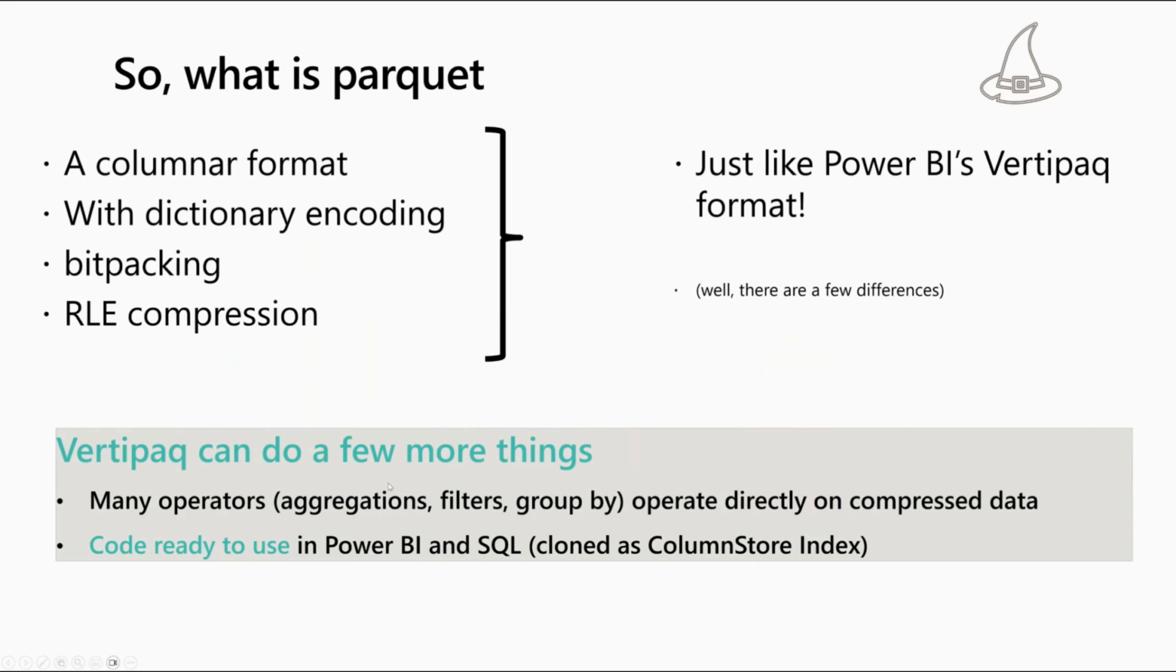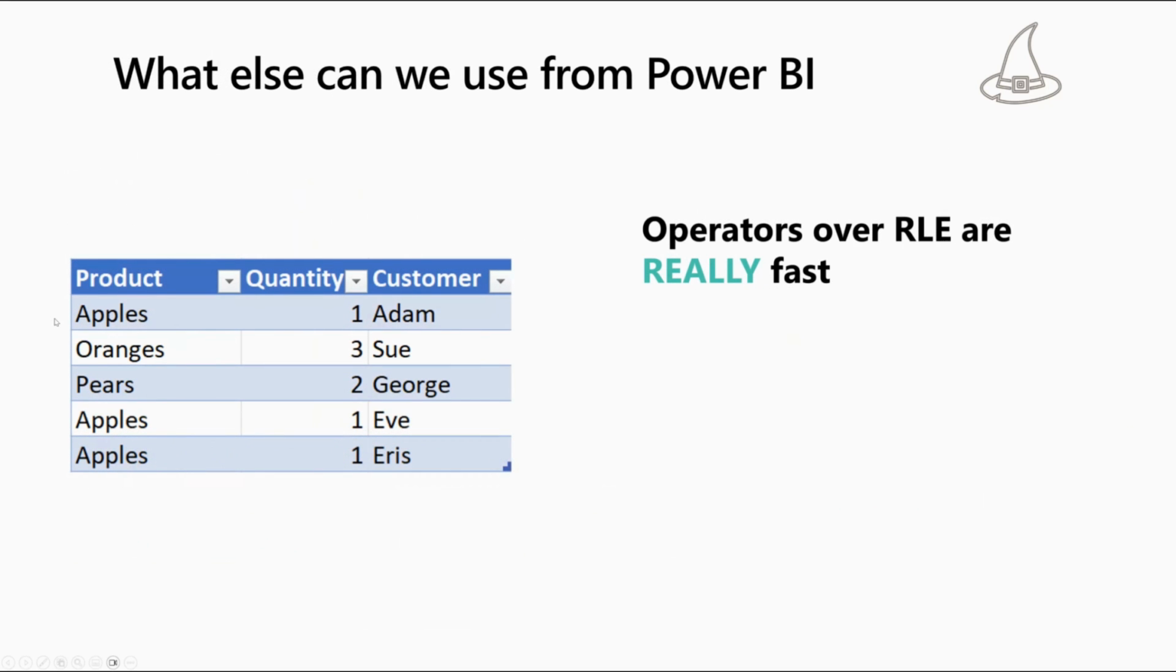But it happens that vertipac can do a few more things. Vertipac has many operators like aggregation, filters, and group by designed to operate directly on compressed data. And this gives the fantastic speed that vertipac has today. Secondly, the code that can perform these operators is already available and ready to use both in Power BI and in SQL Server. You may know something that's called column store index in SQL Server. Well, that is a derivative of vertipac. So it means that by reading parquet into this vertipac in memory representation, essentially by transcoding, we can use our best query processor engines directly on top of this data.